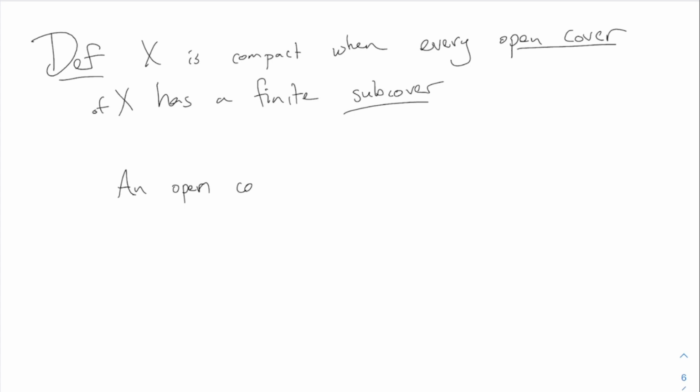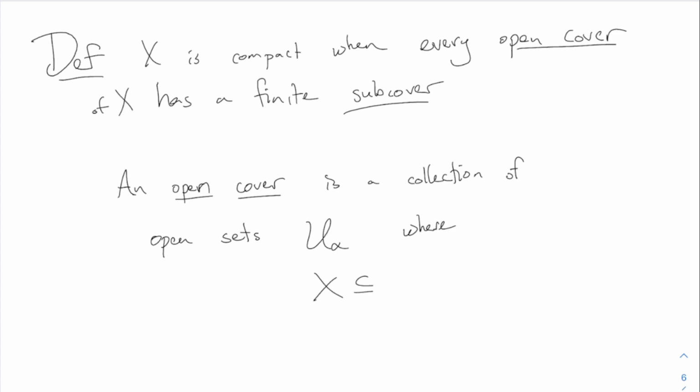So an open cover is a collection of open sets. Maybe I'll call them U alpha, where X is a subset, or X equals the union of the U alphas, where alpha could be any kind of index set. It doesn't have to be finitely many sets. It could be infinitely many. It could be uncountably many if you want it to. An open cover is a collection of open sets where they cover up the whole thing. If you take the union of all of these, you get the whole thing.